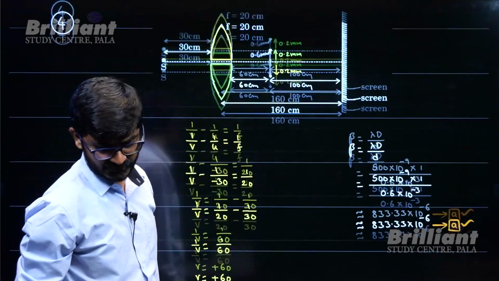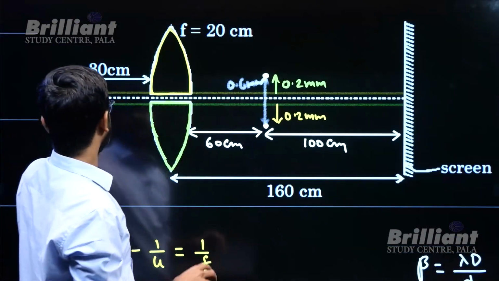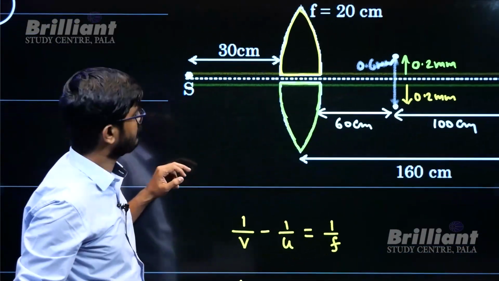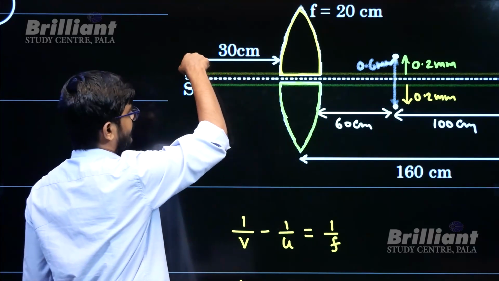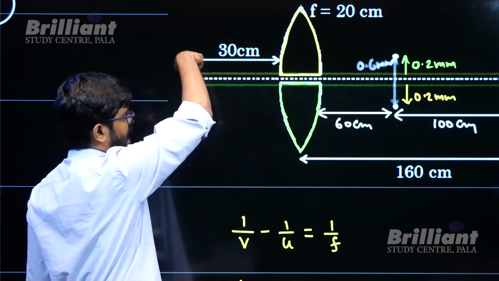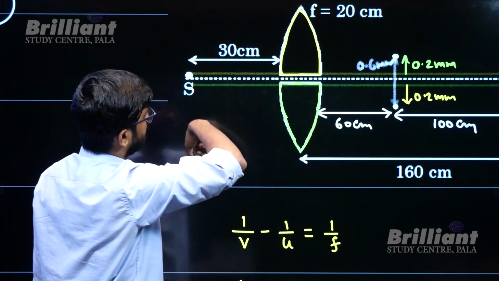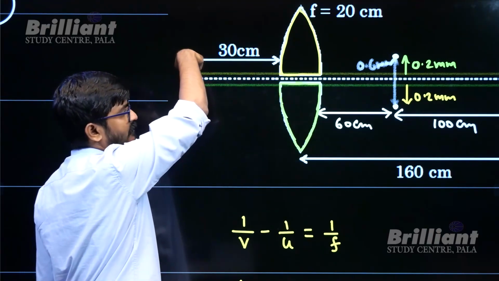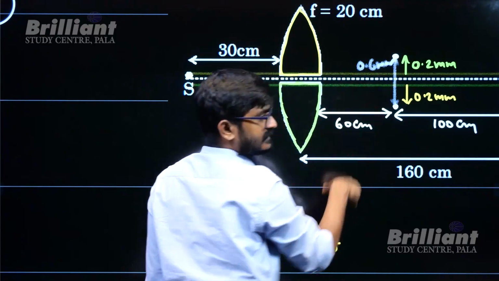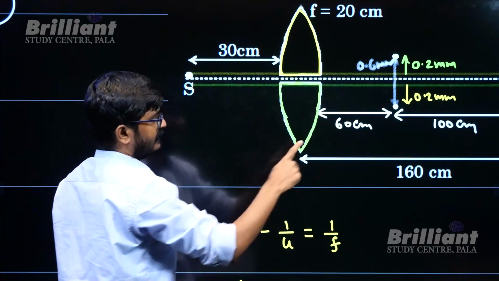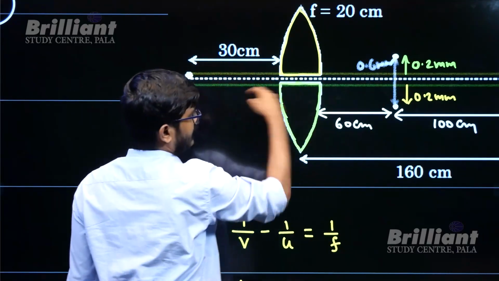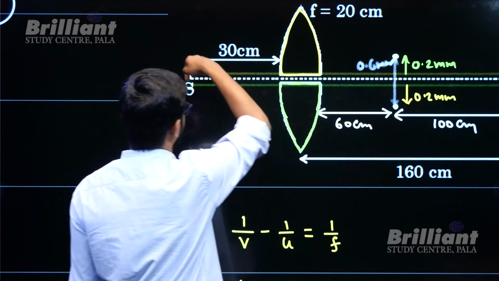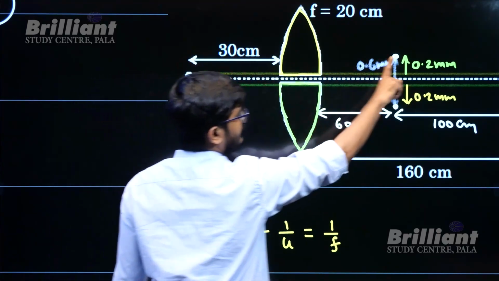Magnification is minus 2. So the meaning is, this is the principal axis for this lens. So I will be taking some imaginary arrow in this direction. The image will be formed here, which is at a distance of 60. So it will be inverted. Yeah, I think the colors have been wrong. So if this is the object, then the image will be here.